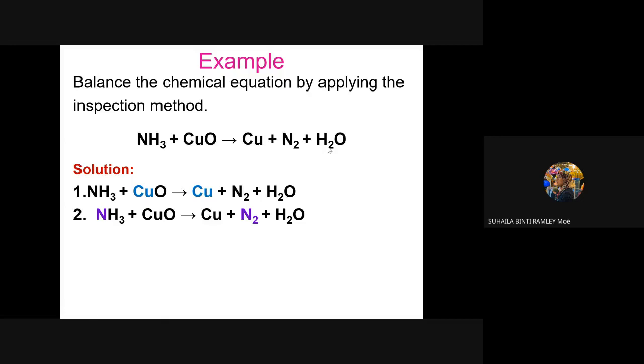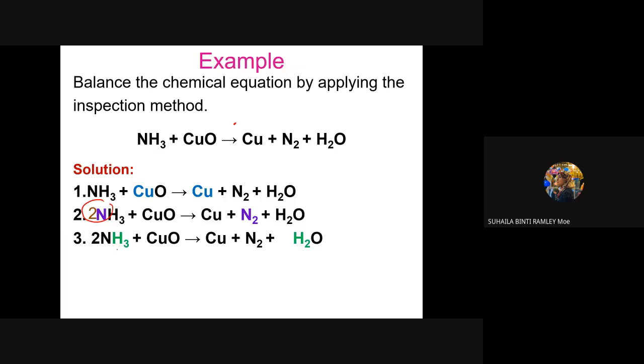Then kita balance untuk nitrogen. So 1 nitrogen, sini ada 2 nitrogen. Means kita perlu balance for nitrogen. So kita letak 2 nitrogen untuk balance nitrogen. So 2 nitrogen, balanced for nitrogen. Then next step we go for oxygen and hydrogen.